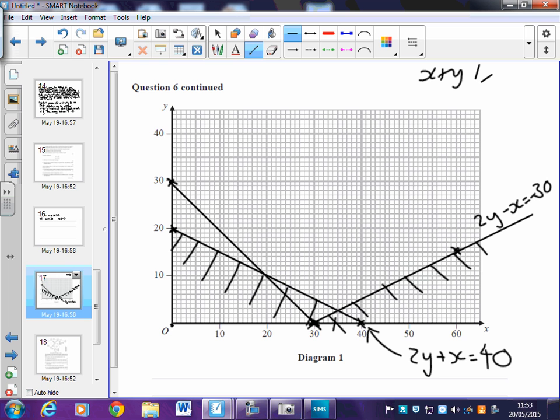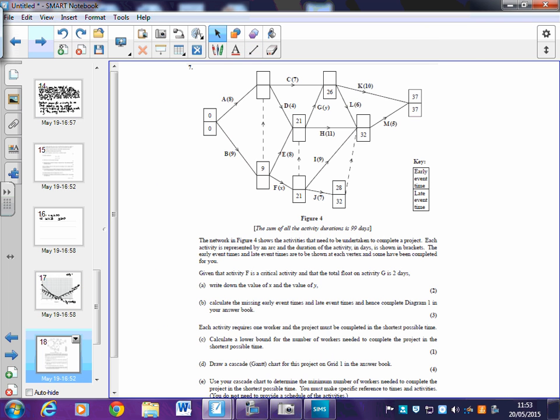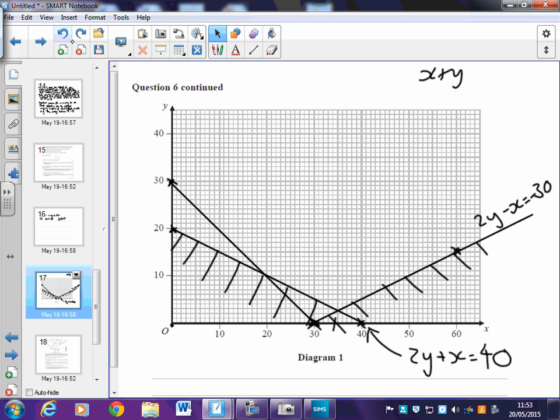We want the x plus y to be bigger than or equal to 30. Oops. So that's still on lines. I'll get rid of them. Oh no, too far. What have I done? Press the wrong button. There we go, right. So x plus y needs to be bigger than or equal to 30.